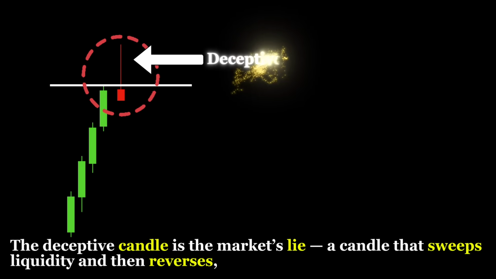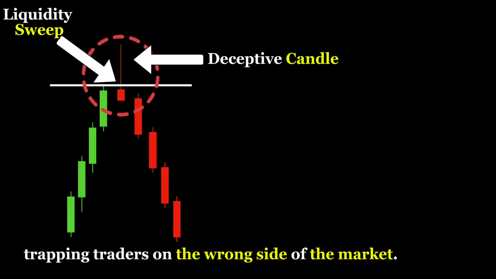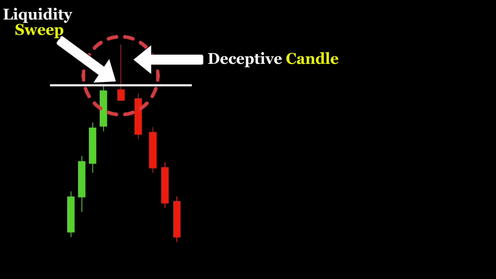Let's get started. The deceptive candle is the market's lie, a candle that sweeps liquidity and then reverses, trapping traders on the wrong side of the market. Let's start with its structure, because recognizing it visually is the first step.